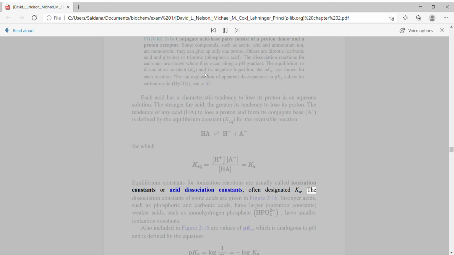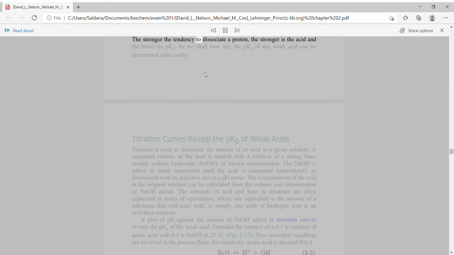The dissociation constants of some acids are given in Figure 2-16. Stronger acids, such as phosphoric and carbonic acids, have larger ionization constants. Weaker acids, such as monohydrogen phosphate, have smaller ionization constants. Also included in Figure 2-16 are values of pKa, which is analogous to pH, and is defined by the equation. The stronger the tendency to dissociate a proton, the stronger is the acid, and the lower its pKa. As we shall now see, the pKa of any weak acid can be determined quite easily.